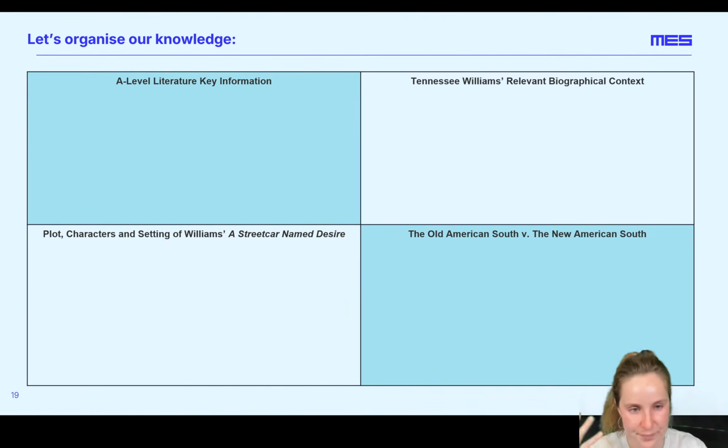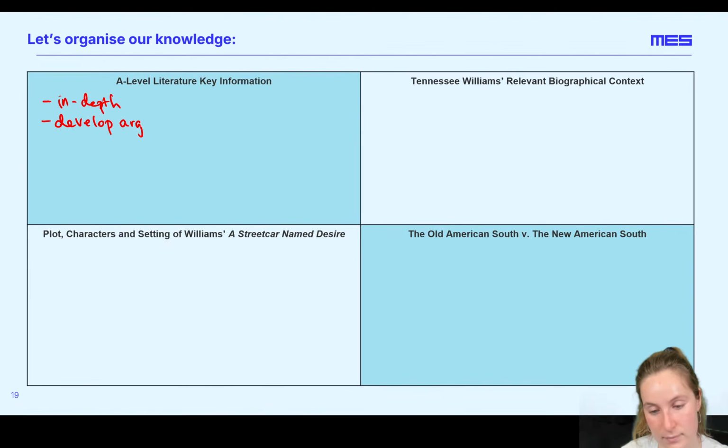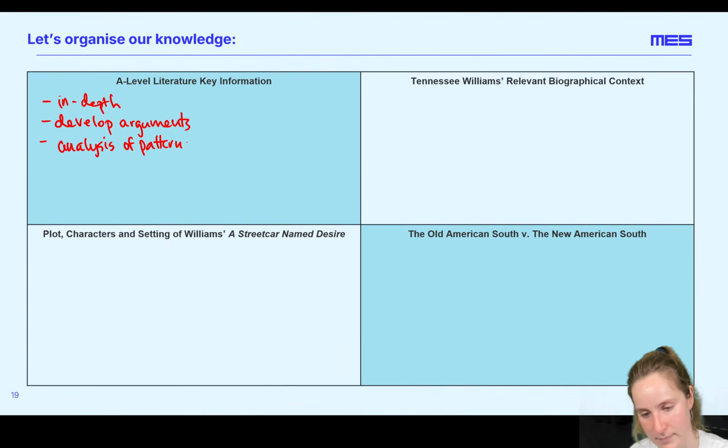So what do we have left to organize then? We have to think about what's important here for our knowledge before we go. Well, firstly, we have our A-level key information. So we have this more in-depth study of literature. We have the need to develop arguments. We have this analysis of patterns across the text, and how meanings are shaped.